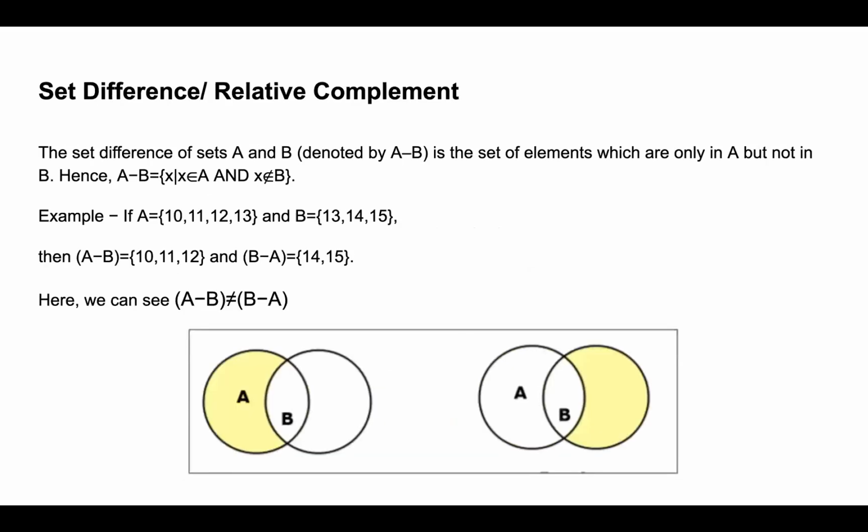Okay. Then comes the set difference, or relative complement. In that A minus B, what it is? Only the element of A that are not in B, that is known as A minus B, or set difference of A over B. Okay, here A minus B means what? Only the element of A. The common element and elements of B are excluded for A minus B.